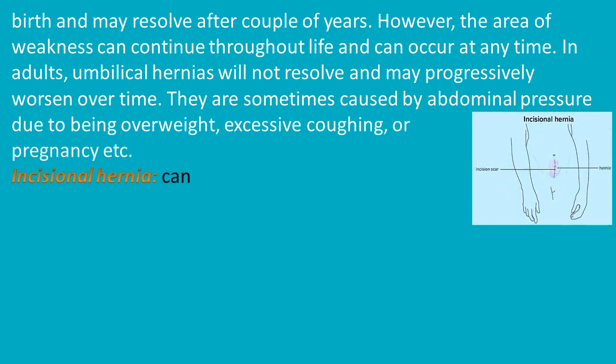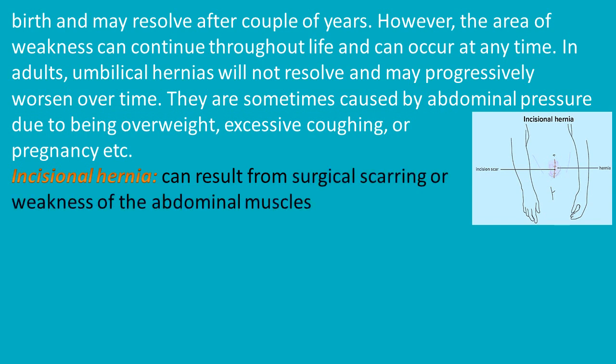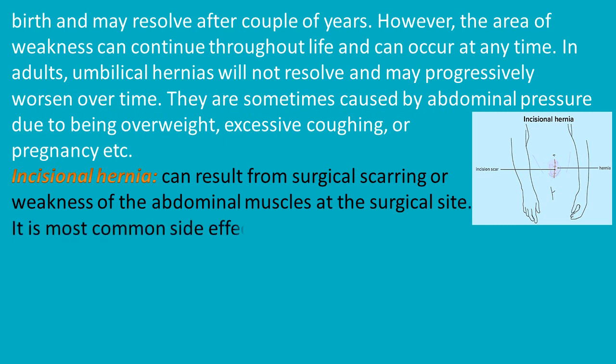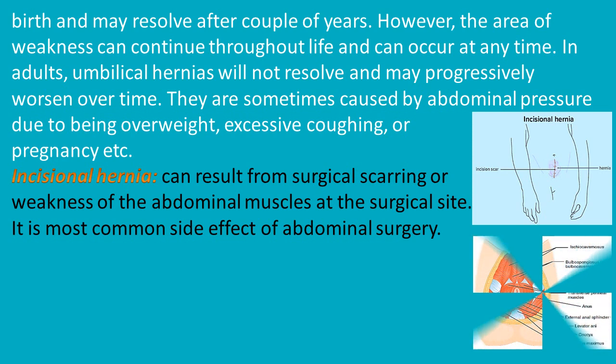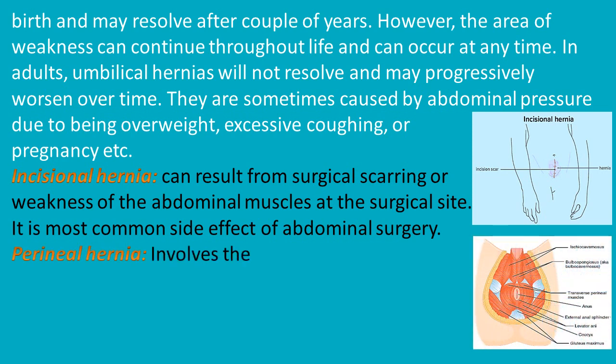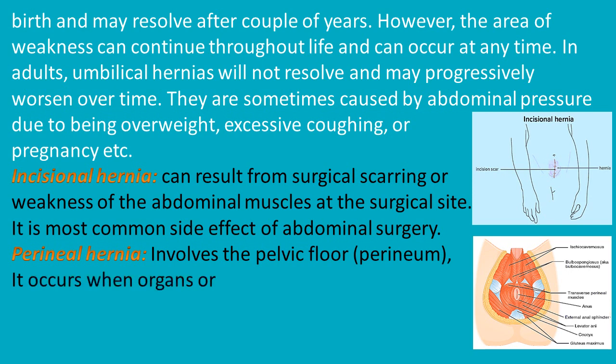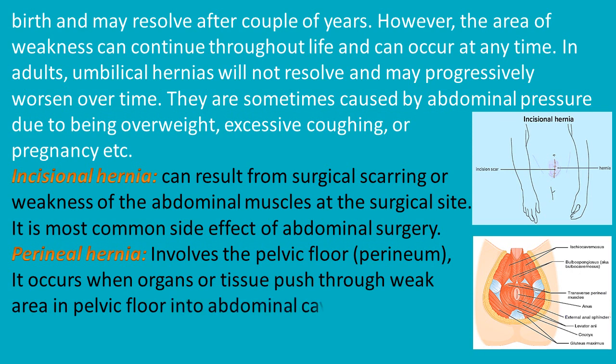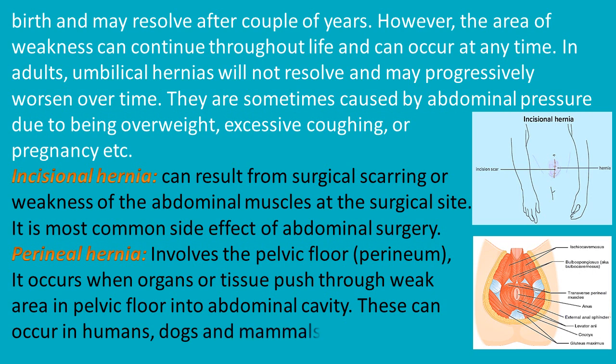Incisional hernia can result from surgical scarring or weakness of the abdominal muscles at the surgical site. It is the most common side effect of abdominal surgery. Perineal hernia involves the pelvic floor, the perineum. It occurs when organs or tissue push through a weak area in the pelvic floor into the abdominal cavity. These can occur in humans, dogs and other mammals. These hernias are very rare. To be continued.